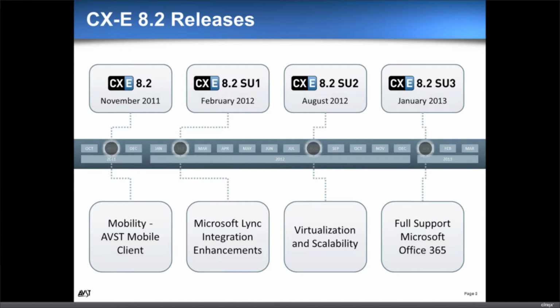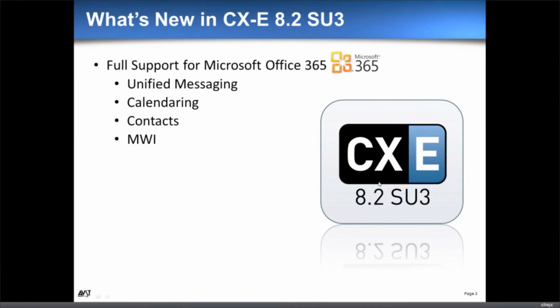So we'll start at the front end and work backwards, and the first thing we'll look at is software update 3. Software Update 3's big piece of functionality is our support for Microsoft Office 365, the email and groupware solution in the cloud that they're deploying. It's very similar to the Exchange 2010 product that someone might have on site. There are a few differences, of course, based on the fact that it's hosted.